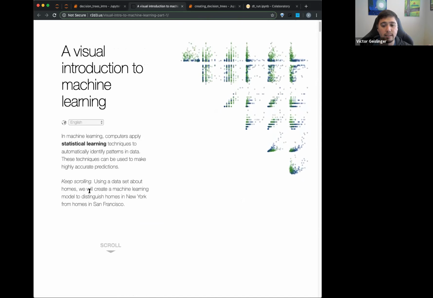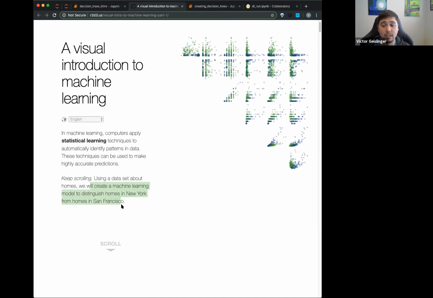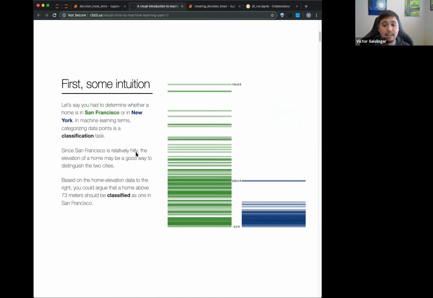We're going to look at models to distinguish homes in New York from homes in San Francisco. So the idea here is green and blue: some homes are in San Francisco, some homes are in New York. And we're basically going to define features from there. Is the home in San Francisco or is it in New York, right? Without obviously using the zip code.